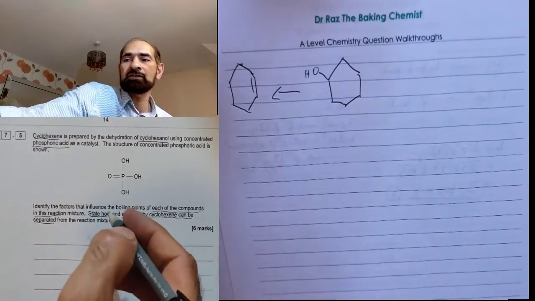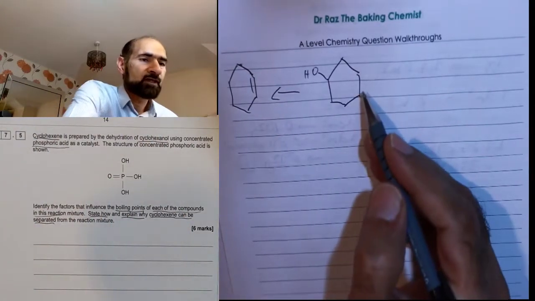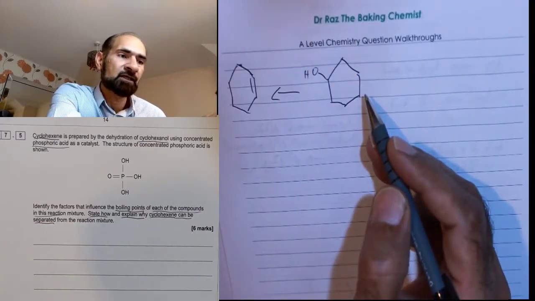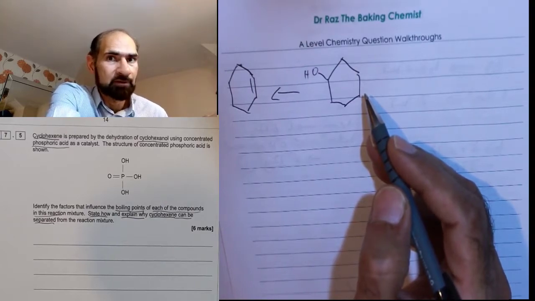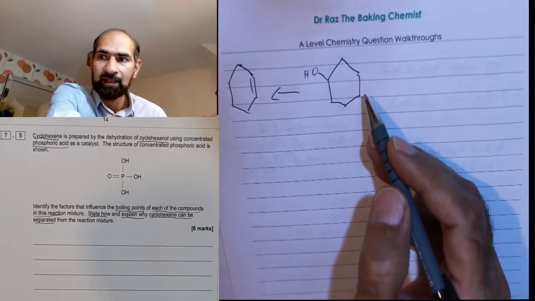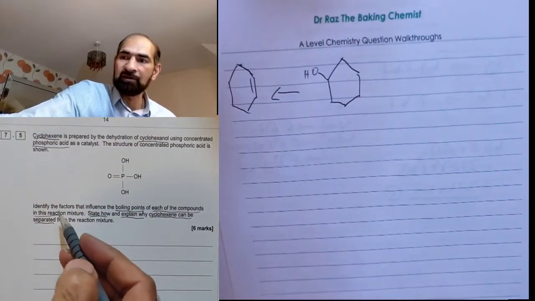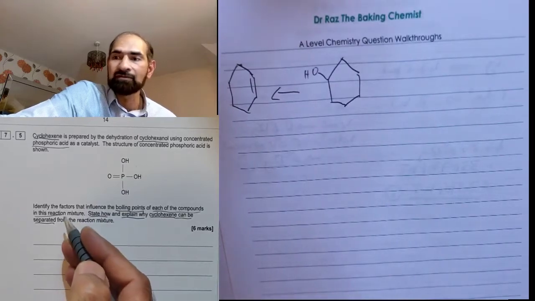Now, the first thing that students often get wrong is they start talking about covalent bonds. Remember, when you boil things, you don't break covalent bonds. It's intermolecular forces that you break. So I need to talk about intermolecular forces, not covalent bonds. If you start talking about covalent bonds in this question, you will start losing marks. So the first thing I'm going to answer is the first part of the question: identify the factors that influence the boiling points of each of the compounds in this reaction.